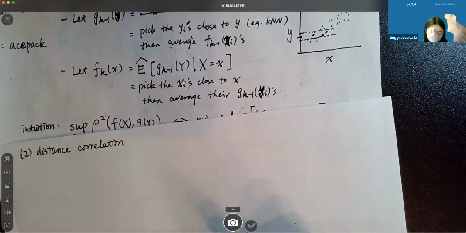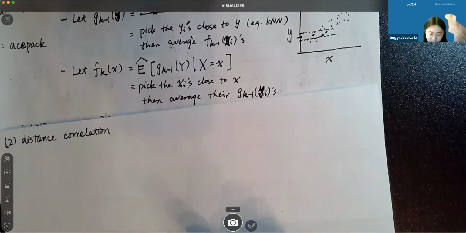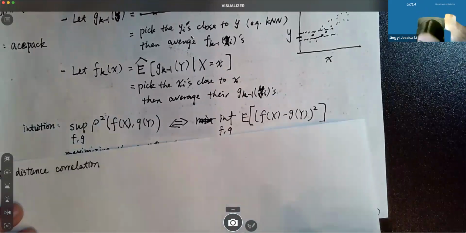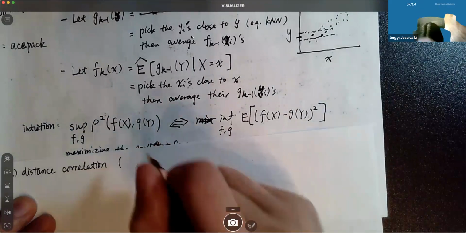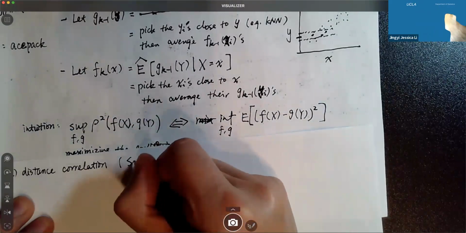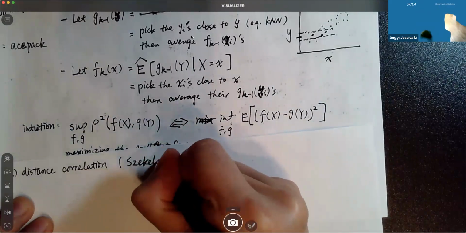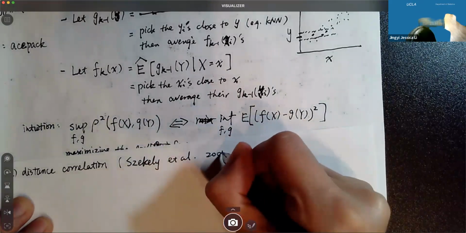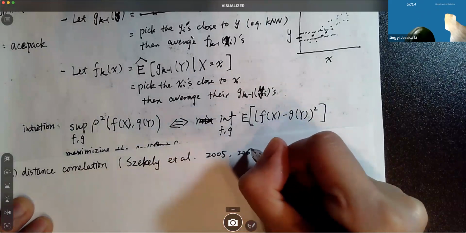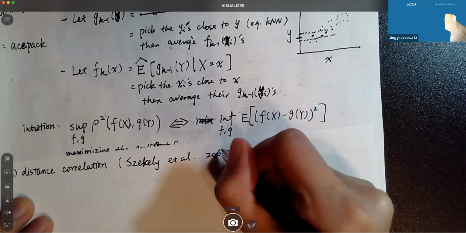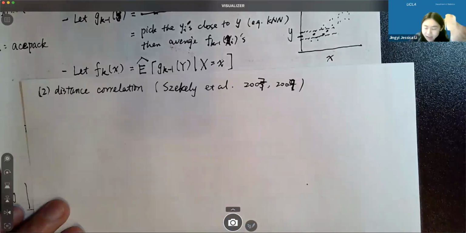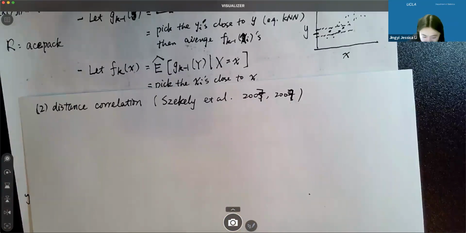Okay, so this distance correlation, I think, is mathematically very elegant. It was from a statistics paper published by Dr. Székely and his students, in two papers, one in 2007 and one in 2009. Those are the correct years.